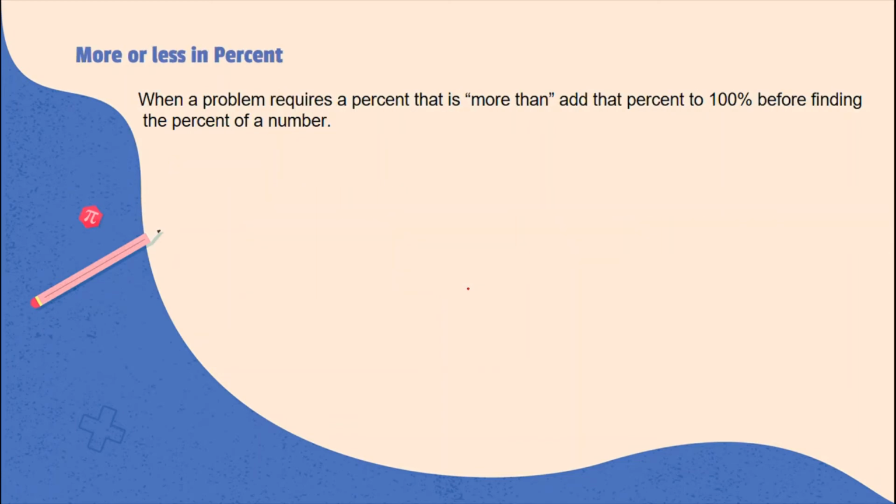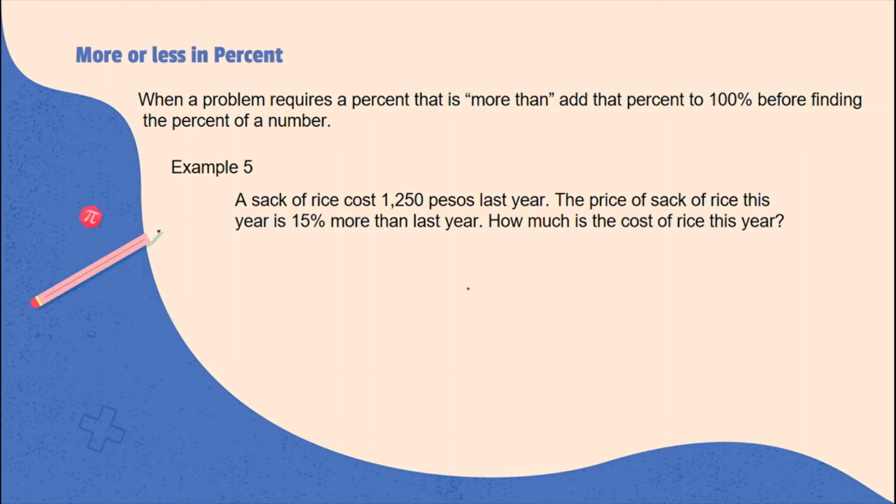Now there are times when we add percent or have less in our percent. When a problem requires a percent that is more than, just add it to our 100% before finding the percent of a number. For example, a sack of rice cost 1,250 pesos last year. The price of a sack of rice for this year is 15% more than last year. Now, how much is the cost of the rice for this year?